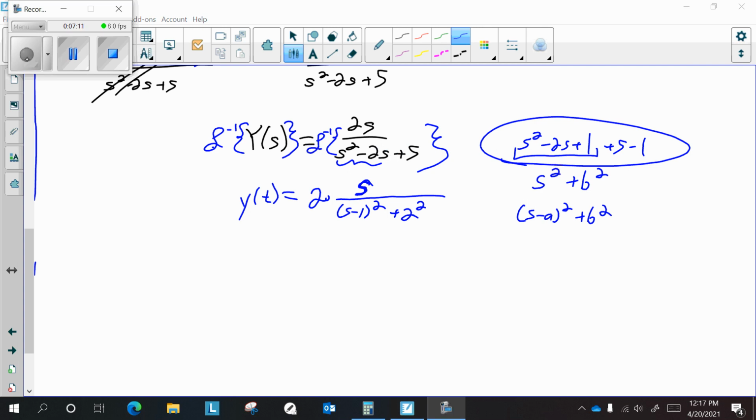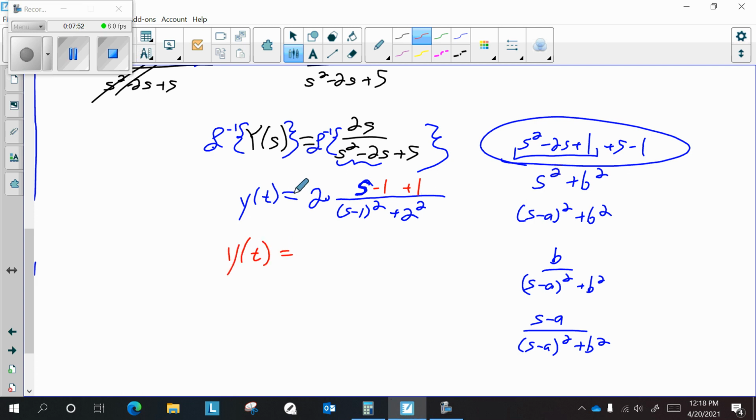So we have two formulas for our inverse transform. One of them is when we have a b on top, and s minus a squared plus b squared on bottom. The other one is when we have s minus a over s minus a squared plus b squared. Now, if a is 0, then it could be just s over s squared plus b squared. So we have an s on top, and these have to match. Since this is an s minus 1, we need an s minus 1 on top. But we can't just simply subtract 1, so we also have to add 1 to keep it equivalent.